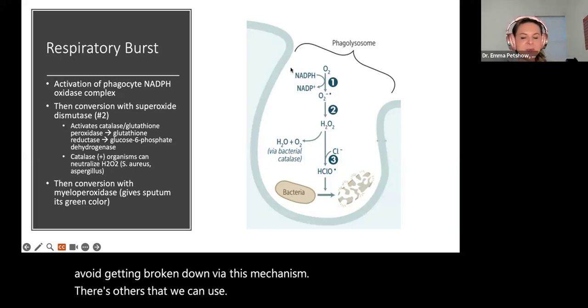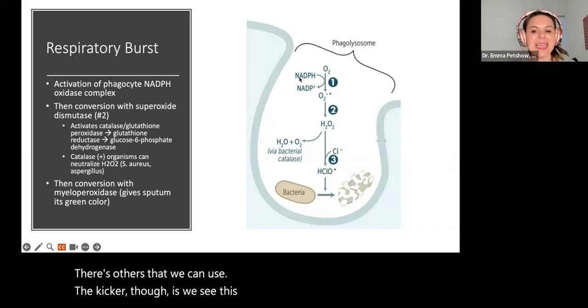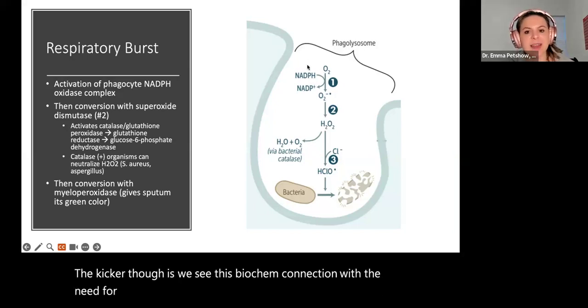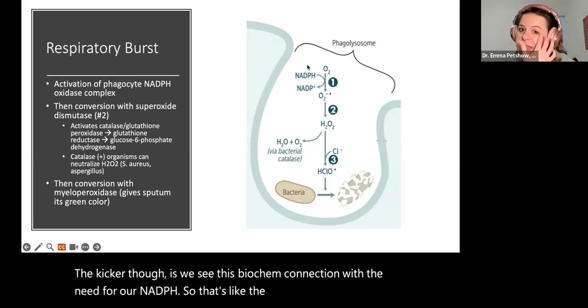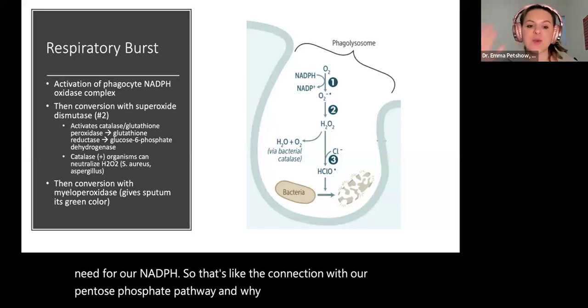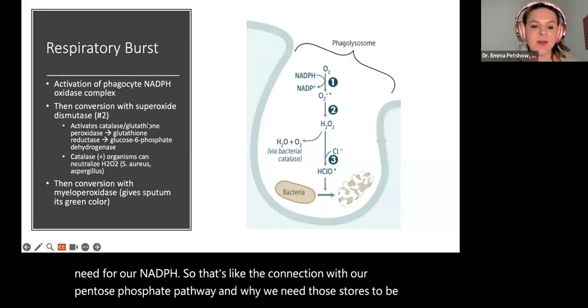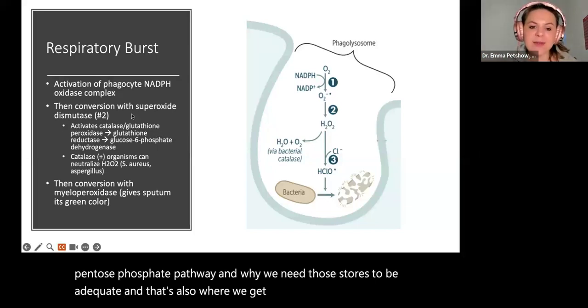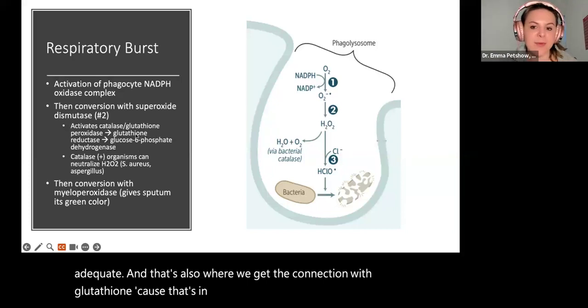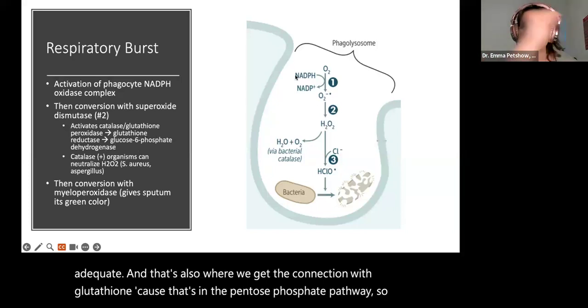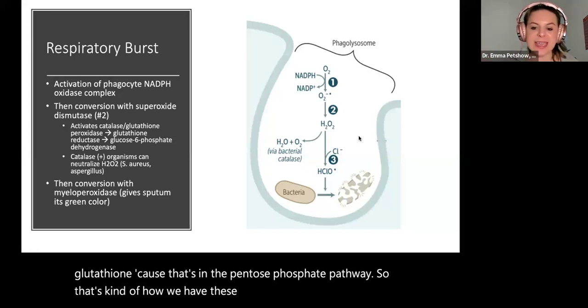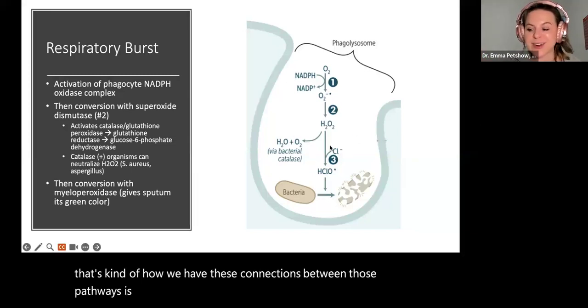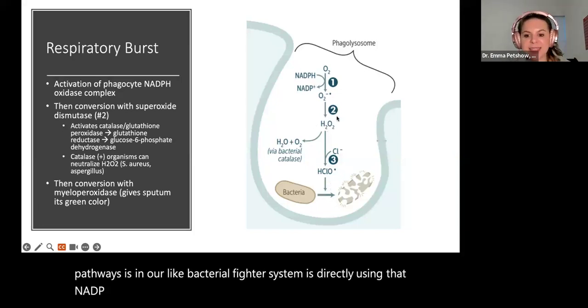The kicker, though, is we see this biochem connection with the need for our NADPH. That's the connection with our pentose phosphate pathway and why we need those stores to be adequate. And that's also where we get the connection with glutathione, because that's in the pentose phosphate pathway. So that's how we have these connections between those pathways in our bacterial fighter system, directly using that NADPH in this process to create the ROS to then be able to kill off our bacteria.